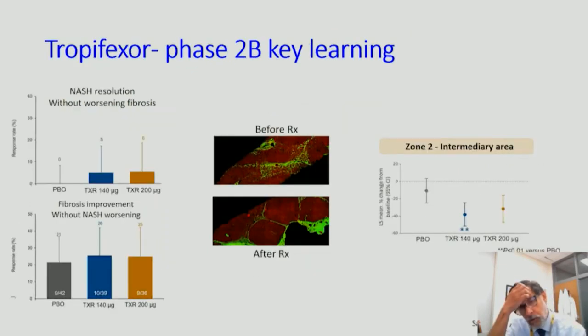Now, tropifexor is a small molecule. So it was felt that you could get around many of these side effects of OCA by developing a small molecule. But the phase 2 results were not very encouraging. And here are the data that we presented last year at AASLD showing only very modest effects on NASH resolution and really no significant effects on fibrosis. Now, there's a lot of work going on with additional artificial intelligence using histology assessment to try and see if there is some improvement in fibrosis. But clearly, there was no direct signal for a major antifibrotic or anti-NASH effect of tropifexor.